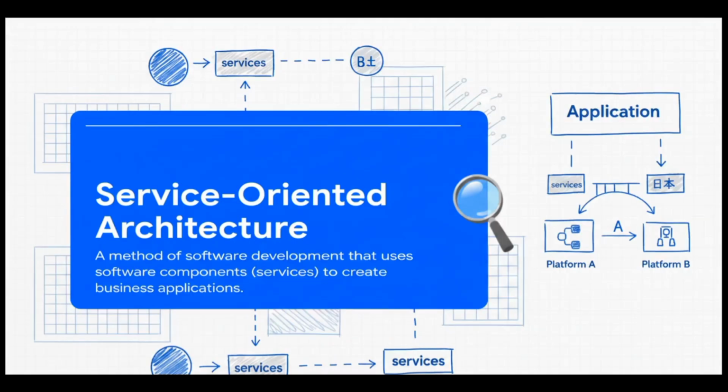So, here's the formal definition for you. Service-oriented architecture is just a way of building software using these independent components, or services as we call them. Each service handles one specific job, and here's the real magic. They can all be built with totally different technologies and still communicate perfectly with each other.